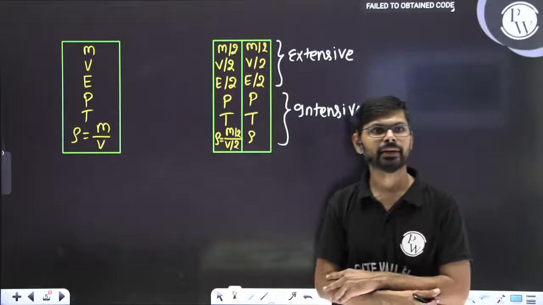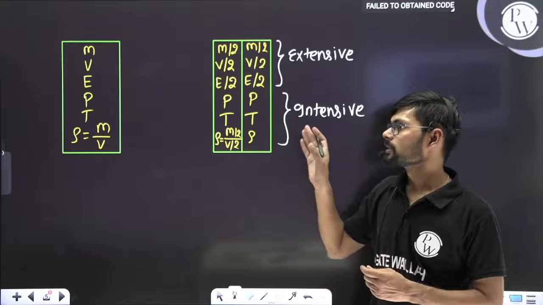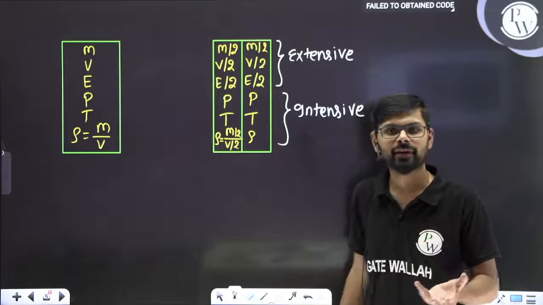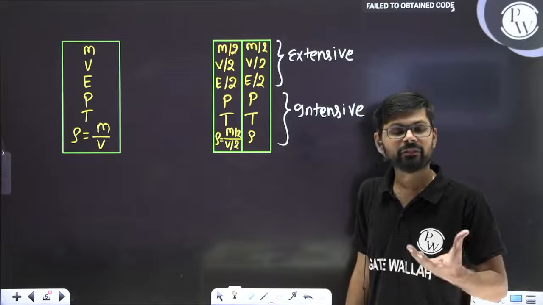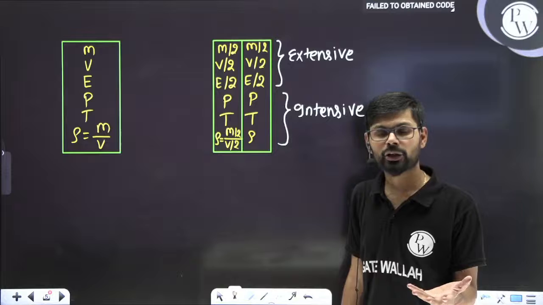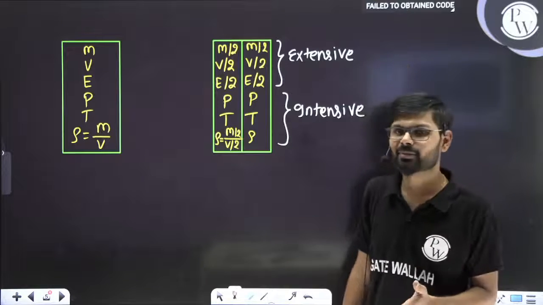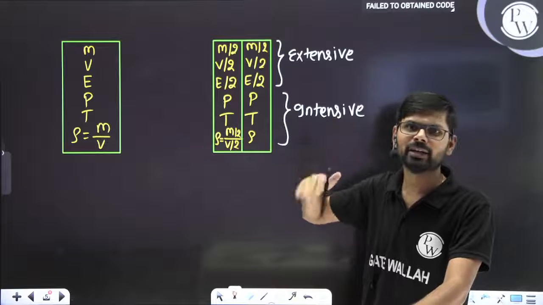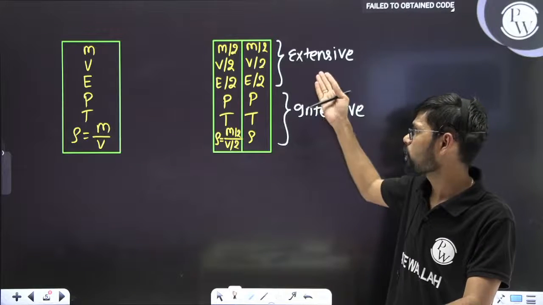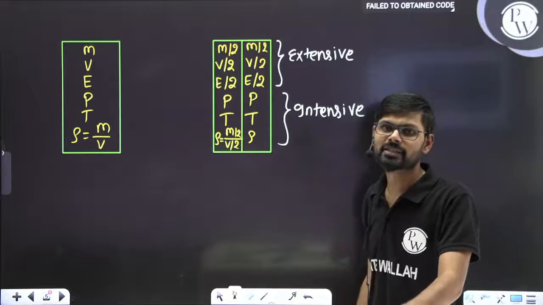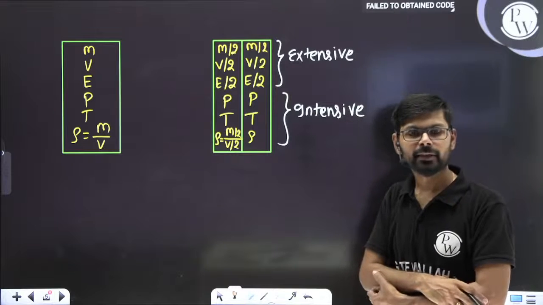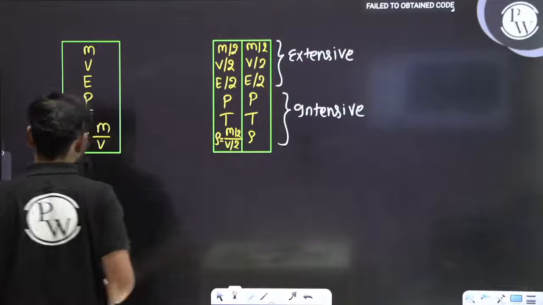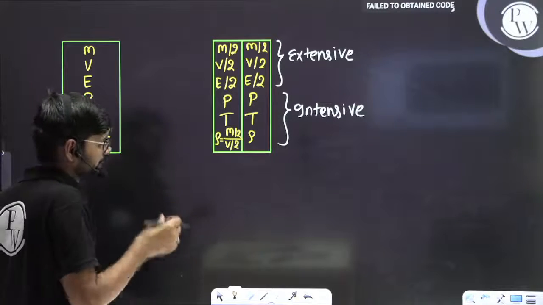So what I told is, suppose some system is there and you want to identify whether the given properties are intensive or extensive. Then you have to divide the system in two parts and look at the properties. If the property value is changing, then it is an extensive property. If the property value is not changing, then it is an intensive property. Clear? Done? Okay. Now listen here carefully.